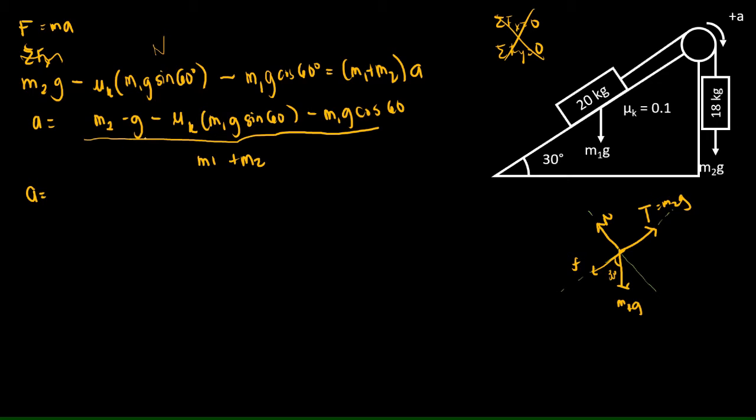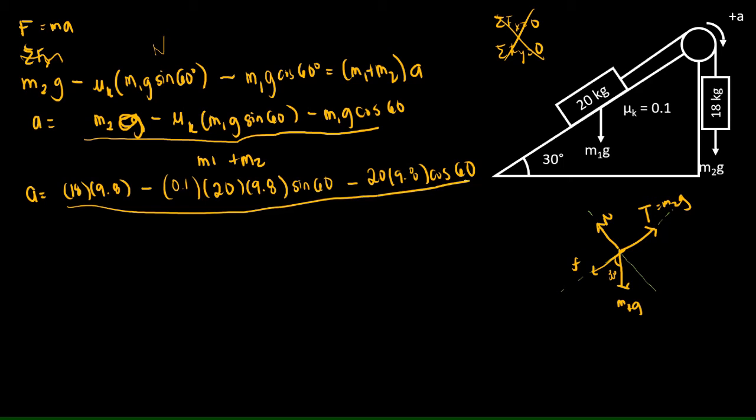So, our M2 is, this is M2G. We don't have minus there. That will be M2G. It is 18 kilograms times 9.8 minus our coefficient of kinetic friction, that is equal to 0.1 times M1, which is 20 kilograms, times the acceleration due to gravity, that is 9.8 times sine 60, minus M1, which is again 20 kilograms times 9.8 then cosine 60 all over 20 plus 18. So, compute natin sa calculator.